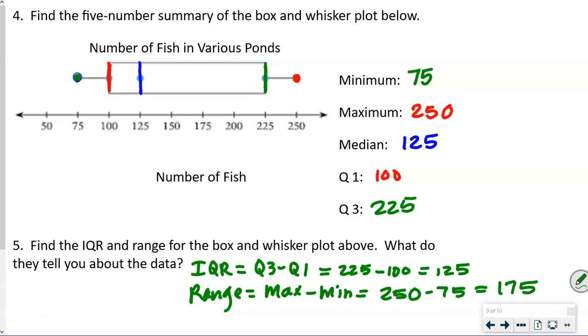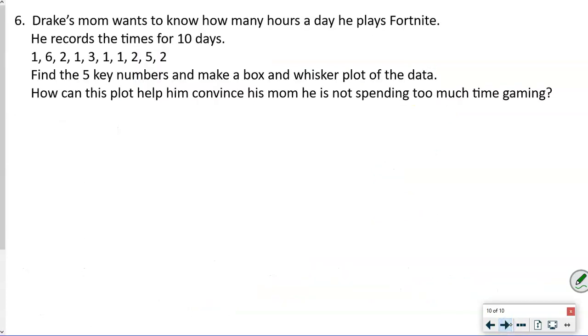Okay? All right, our final question says Drake's mom wants to know how many hours a day he plays Fortnite. He records the times for 10 days. And we're given the data points again. It says find the five key numbers and make a box and whisker plot of the data. How can this plot help him convince his mom he's not spending too much time gaming? Okay, so here's the deal.